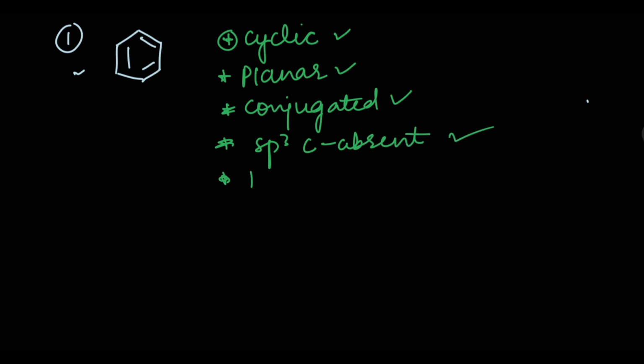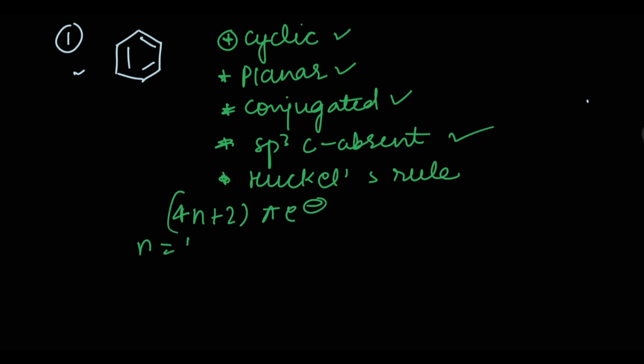Now next comes Huckel's rule. Let's talk about aromatic first, the 4n plus 2 pi electron rule. For n equal to 1, you will have 6 pi electrons. So here 6 pi electrons are present: 1, 2, 3, 4, 5, and 6. So this follows all of the conditions, so it will be aromatic.